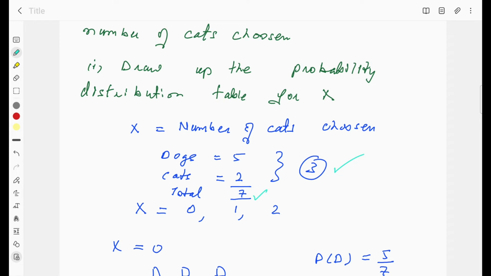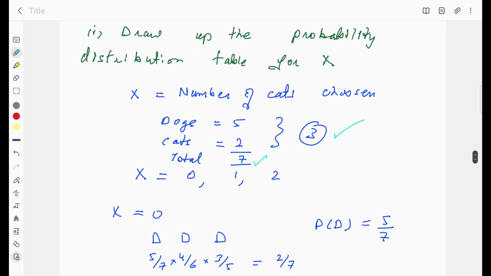So first you have to decide what the possible values of x are. This random variable x can take 0, 1, 2. Since you have 2 cats maximum, either there will be no cat, 1 cat or 2 cats. But you have to choose 3 animals.